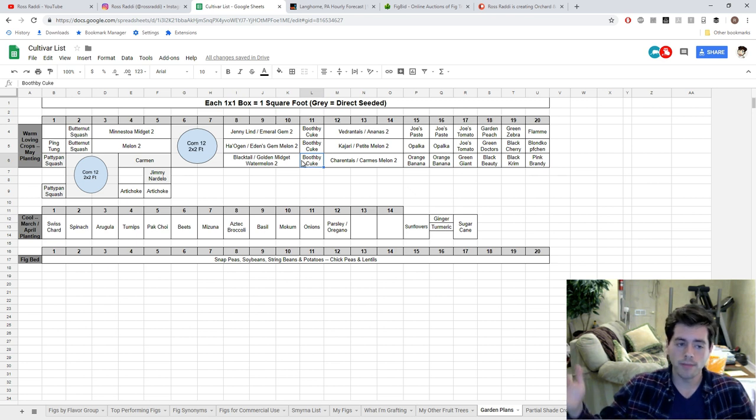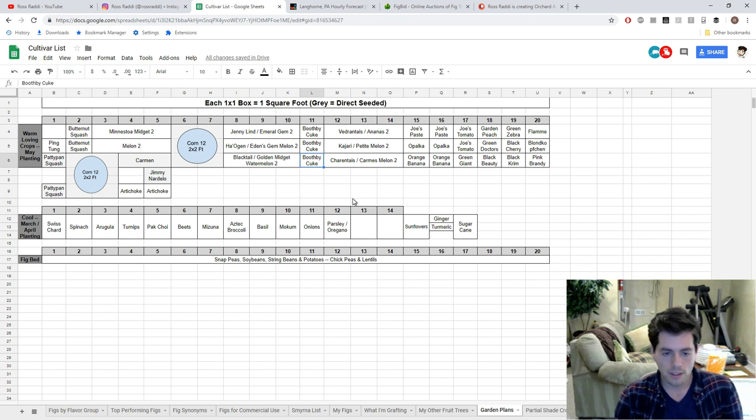And then that way you can measure out exactly how long your beds are, how wide they are, and then you can just plug in there the exact spacing you want. That way you don't have to think about this when the time comes to actually plant this out. My garden plans are not necessarily done. There's still a few gaps in here.